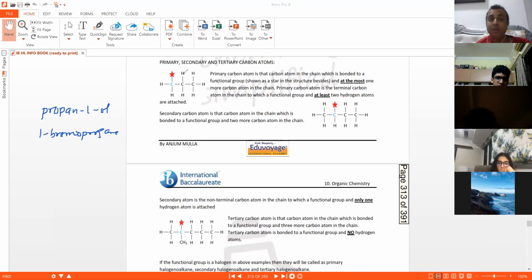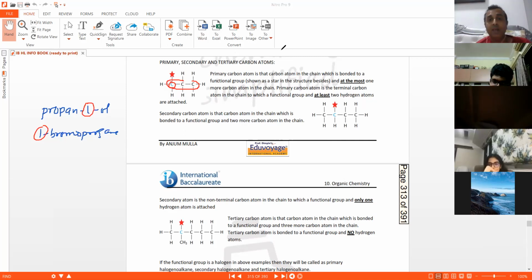Okay, so 1 means it's on the terminal carbon atom, na. If it is on the terminal carbon atom, then it is primary. See, this is always on the terminal carbon atom. Secondary will not be on the terminal. So in secondary this number will be anything but 1, more than 1, excluding 1.